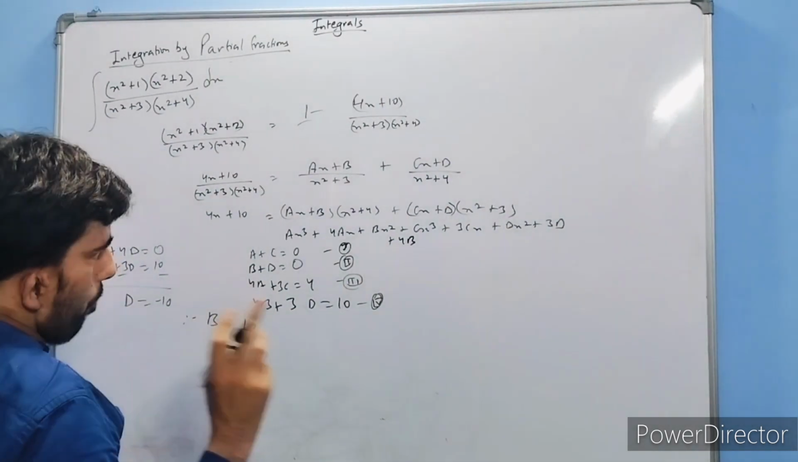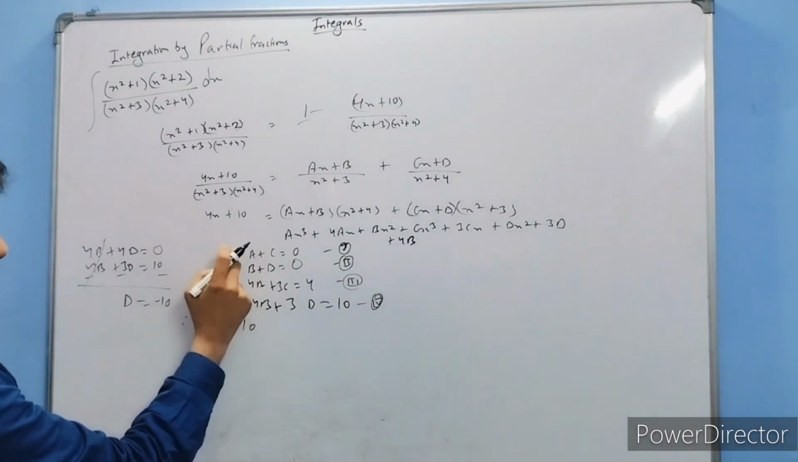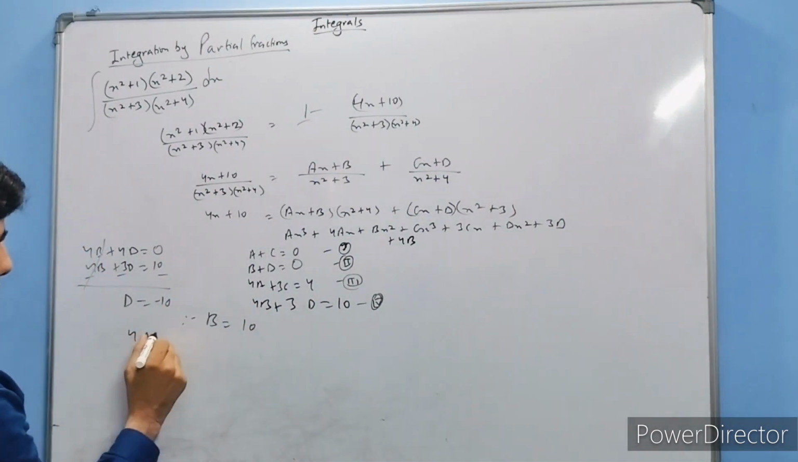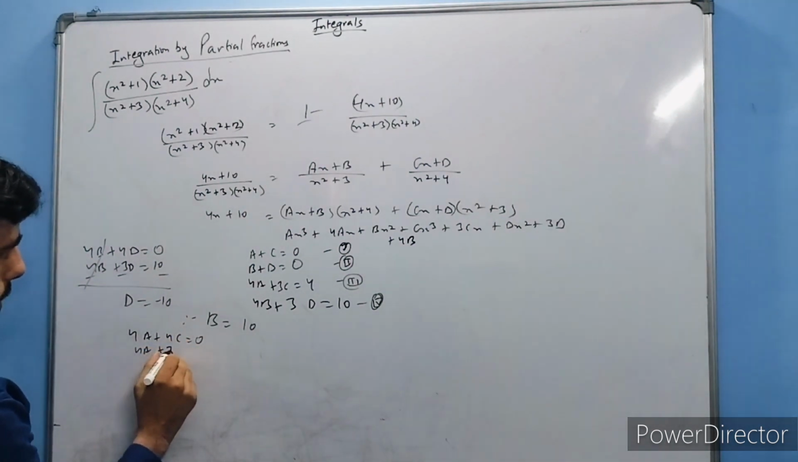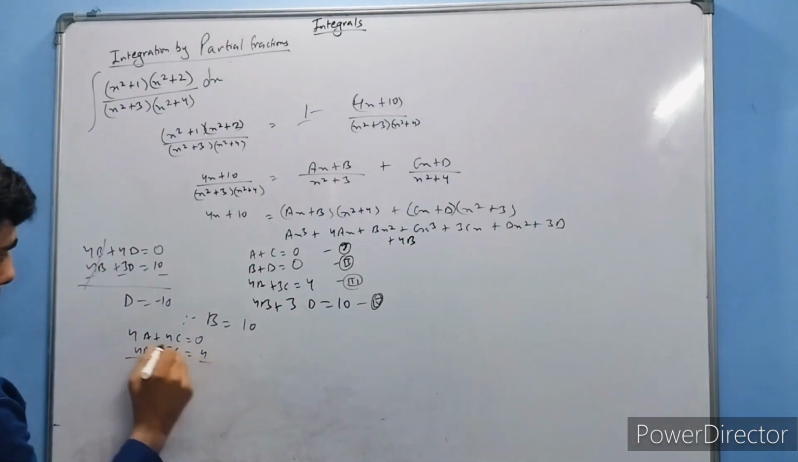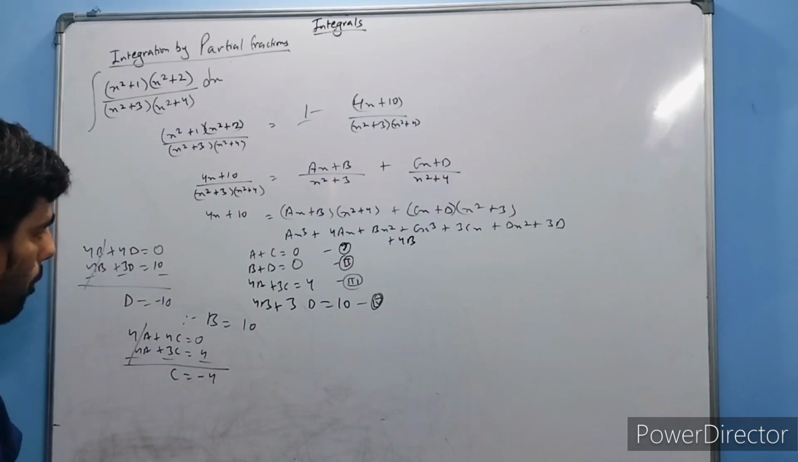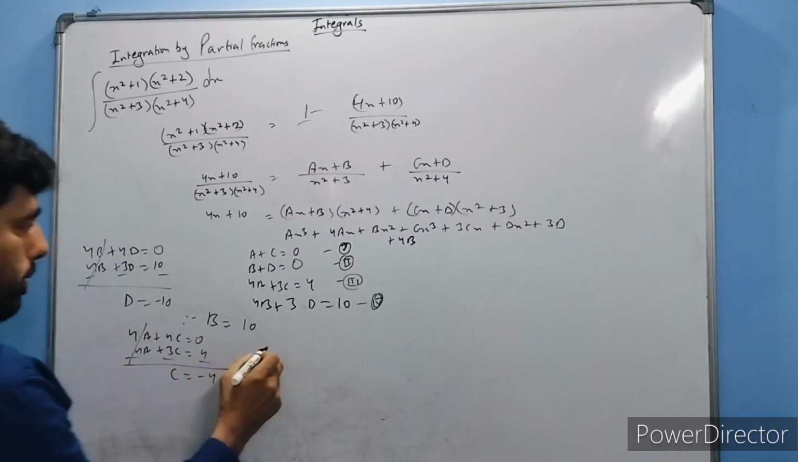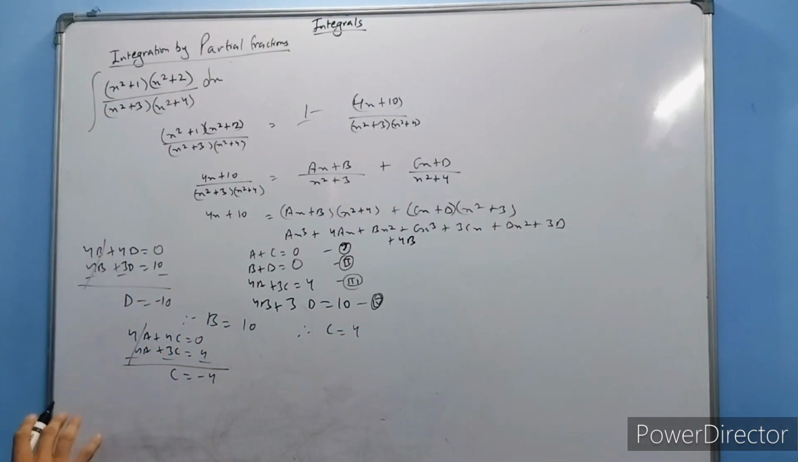here, we can take these two equations, first and third, and multiply the first by 4. So I got 4a plus 4c is equal to 0, 4a plus 3c is equal to 4. So after subtracting, I got c is equal to minus 4. Therefore c will be 4. So that is how we find the values.